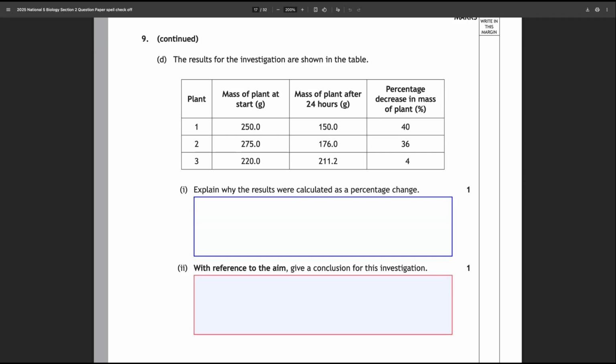Now again, this has come up once or twice before in past papers, and the answer is pretty much always the same. When you're asked to calculate a percentage change rather than the actual change, the reason is always the same, which is that the starting values are different. In this case, it was mass. So if the starting values are different, you have to use percentage change as a means to calculate the difference between them. The next one: with reference to the aim, give a conclusion for this investigation.